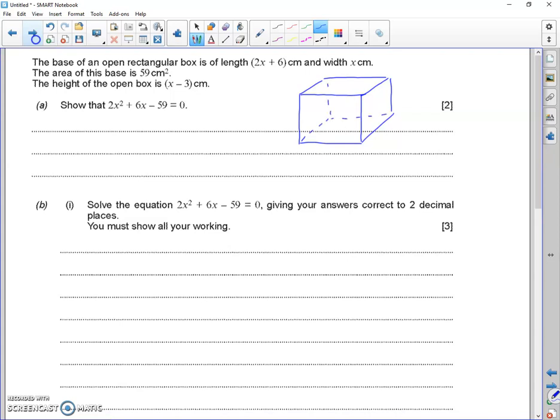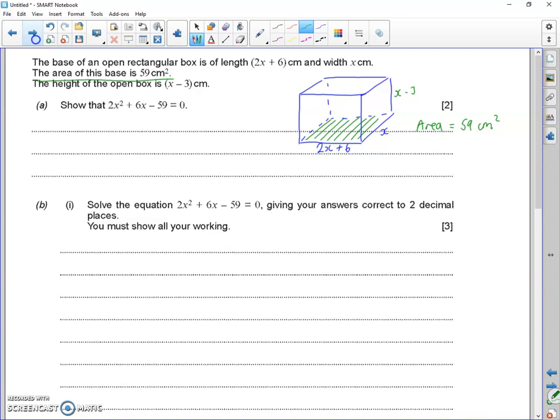The measurements of the box are that it's 2x plus 6 long. It's got a width of x, and it's got a height, which we don't need till later, of x minus 3. And we are told that the area of the base is 59. Well, the base is this part here. Okay. So the area is 59. And we've been given an equation to make. We've been asked to show that 2x squared plus 6x minus 59 equals 0.